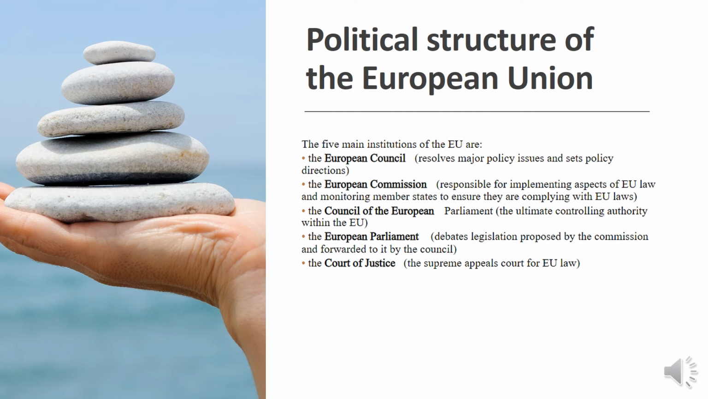Political structure of the European Union. The five main institutions of the EU are the European Council, which resolves major policy issues and sets policy directions. They also have the European Commission, responsible for implementing aspects of EU law and monitoring member states to ensure they are complying with EU law. The third structure, the Council of the European Union, the ultimate controlling authority within the EU. And the fourth structure in the EU is the European Parliament, which debates legislation proposed by the Commission and forwarded to it by the Council. The Court of Justice is the Supreme Appeal Court of EU law.